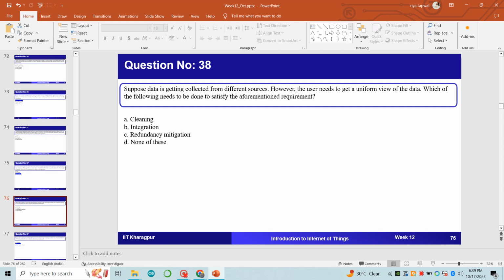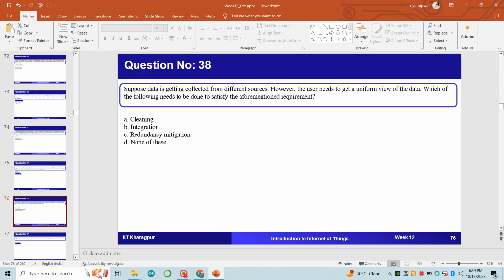Next question is: suppose data is getting collected from different sensor sources. However, the user needs to get a uniform view of data. Which of the following needs to be done to satisfy the requirement? Options are cleaning, integration, redundancy mitigation, none of these.